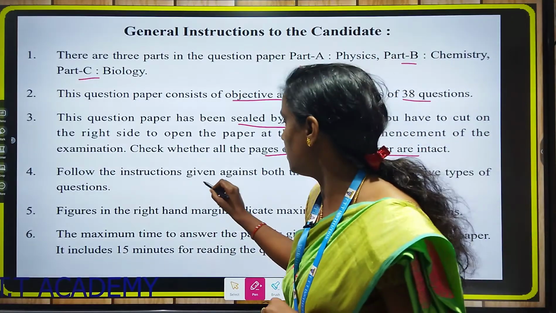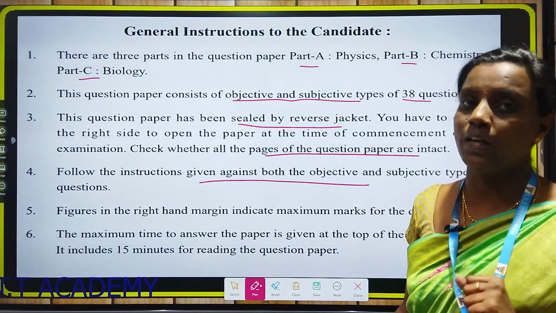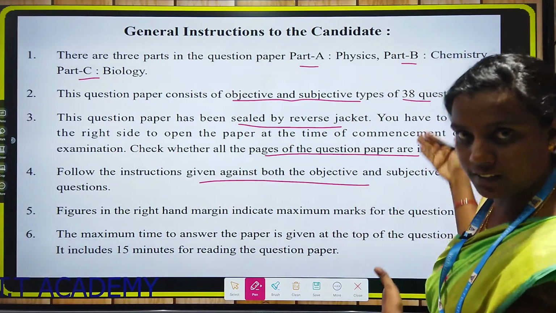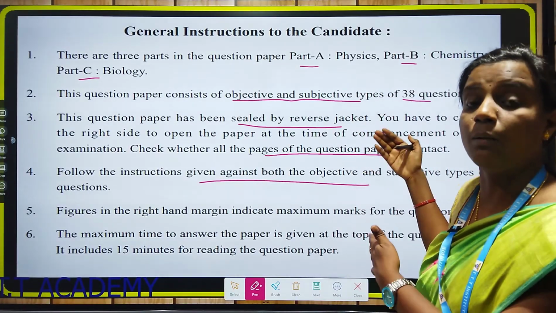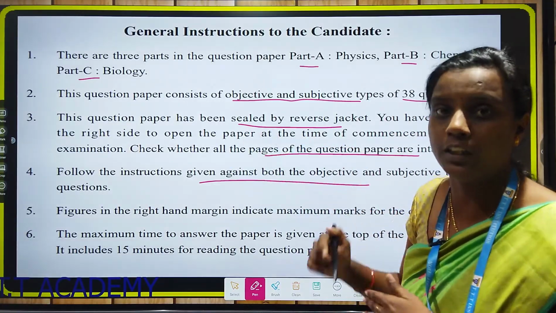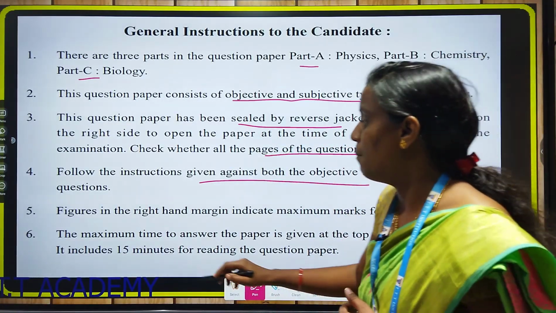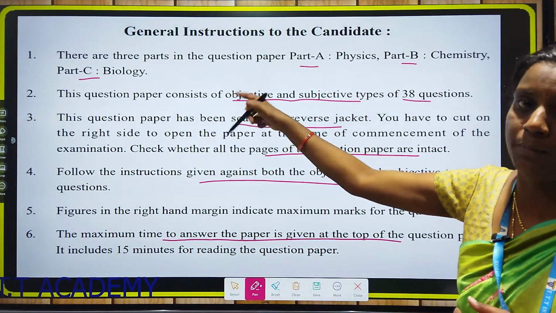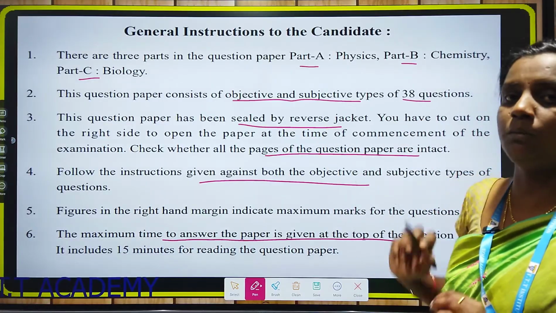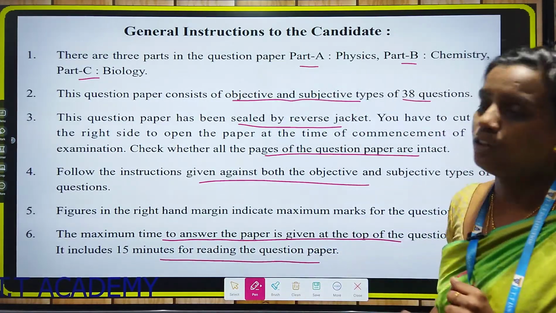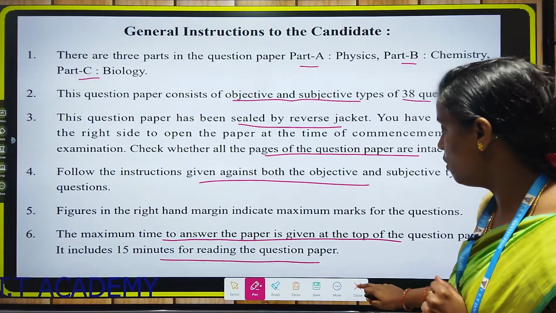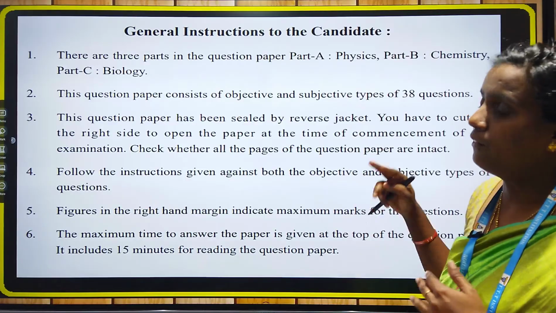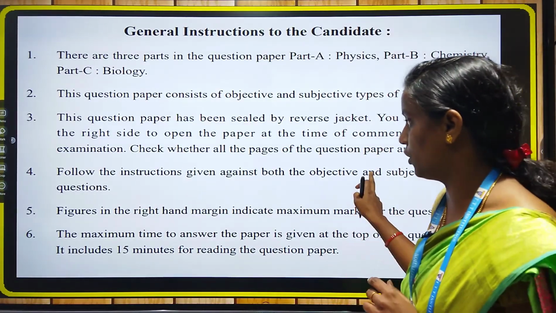Then follow the instructions given for both objective and subjective questions, and the marks will be provided on the right side, showing how many marks are allotted for each question. Then the maximum time to answer the paper is given at the top of the question paper, as you saw before: 3 hours 15 minutes, of which 15 minutes is for reading the question paper. Now, we read the general instructions of the paper, then we will start answering the questions.